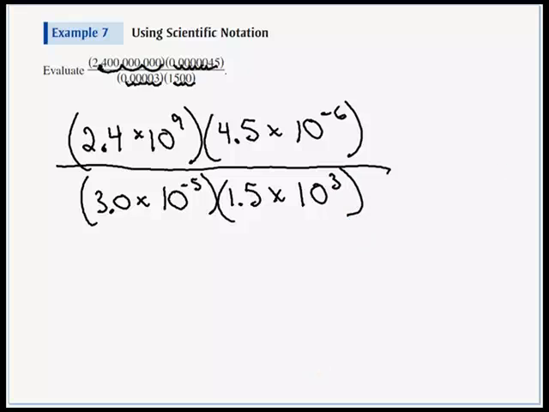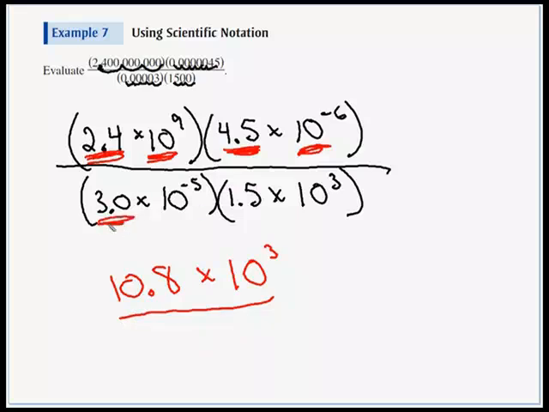So here, we can just do the numerator and denominator separately. I'm just going to multiply these numbers. 2.4 times 4.5 is 10.8 times 10 to what power? Well, this is 10 to the 9th. This is 10 to the negative 6, so we keep the base 10 and add the exponents. 9 plus negative 6 is 3rd power.